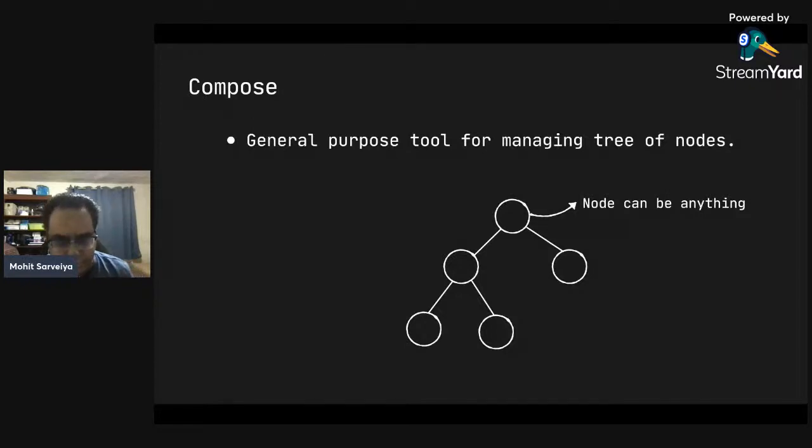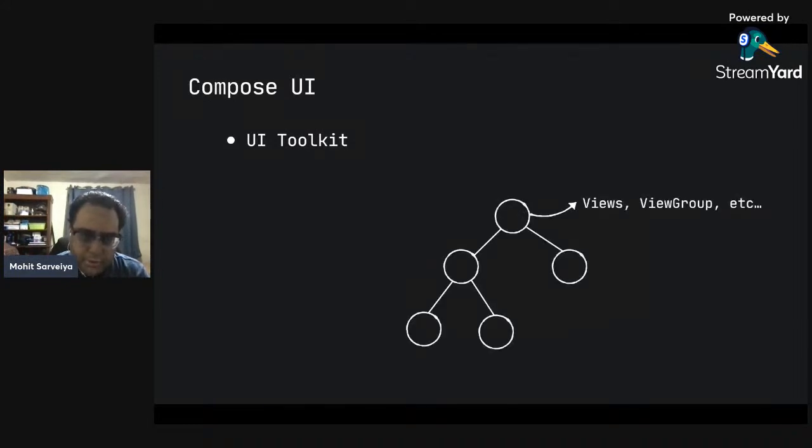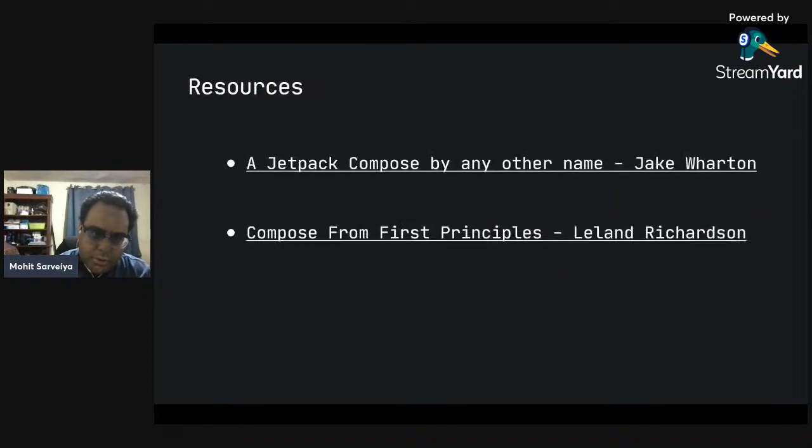without the context of views. And Compose UI is what everyone knows and considers when they think of Jetpack Compose, which is the UI toolkit. In that scenario, the nodes in this tree are views and view groups. So there's a distinction between those two different things. To learn more about this distinction, check out the blog post Jetpack Compose by Another Name, which goes into the history behind these projects and how the name came about.